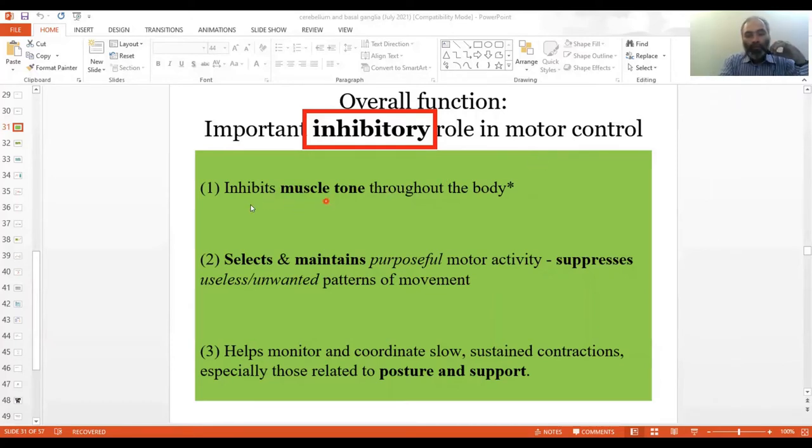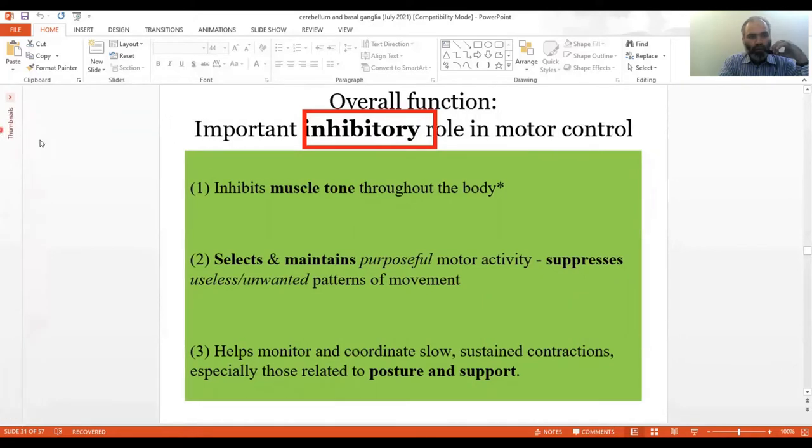Okay, so with this, let's just get rid of this so that we have more covering area. There we go. So it inhibits muscle tone throughout the body. Now this is obviously something which is new to you. We did how muscle tone is made. So it's a continuous motor discharge throughout the muscles, via the CNS. However, now we are studying that basal ganglia actually works against that and keeps it again within physiological limits. So it actually inhibits muscle tone.